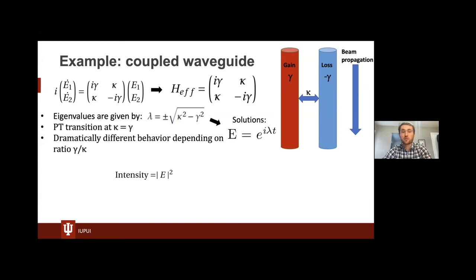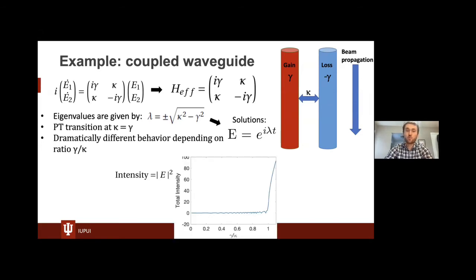And at the location where this transition occurs, in other words, where the coupling rate equals the pump rate or the loss rate, that is called the PT transition. So what I'm going to do is I'm going to show the intensity in the waveguides as a function of the ratio of the gain and loss parameter to the coupling strength. And this is what we see.